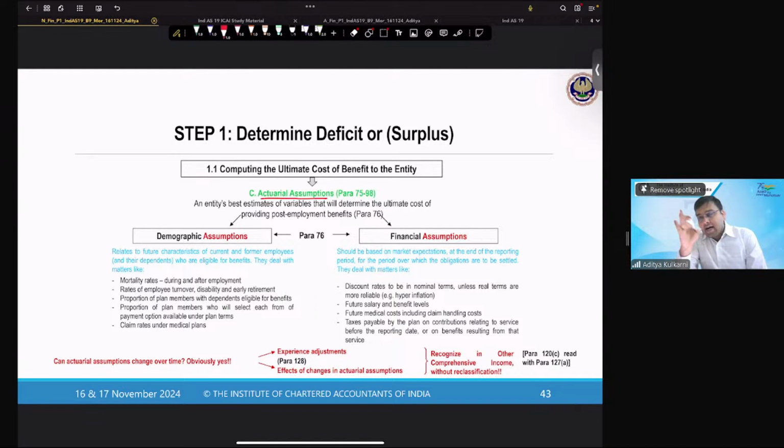So the actuarial assumptions are basically the entity's best estimates of variables that will determine the ultimate cost of providing post-employment benefits. So best estimate of variables. Whatever variability is there surrounding these factors, the best estimate of that is known as actuarial assumptions. These estimates only are giving me the ultimate cost of providing the post-employment benefits. When I talk about assumptions, they are broadly categorized into 2 types. One is demographic assumptions and the other is financial assumptions.